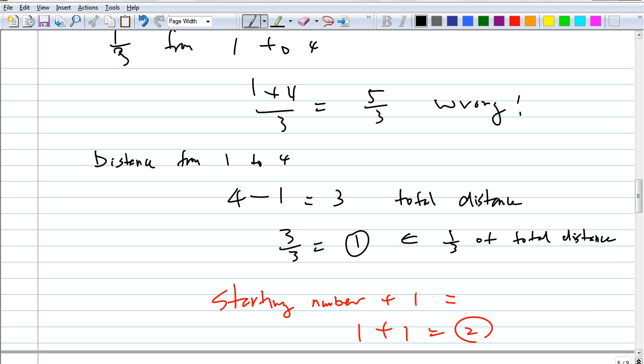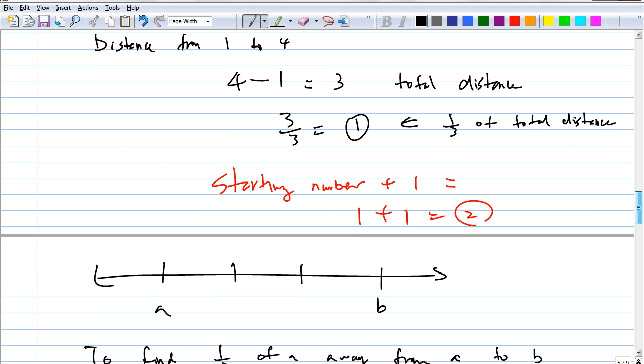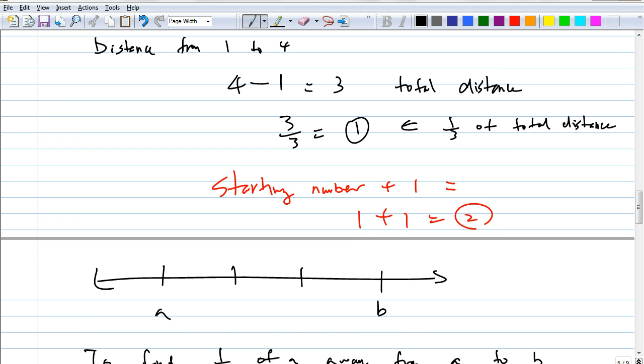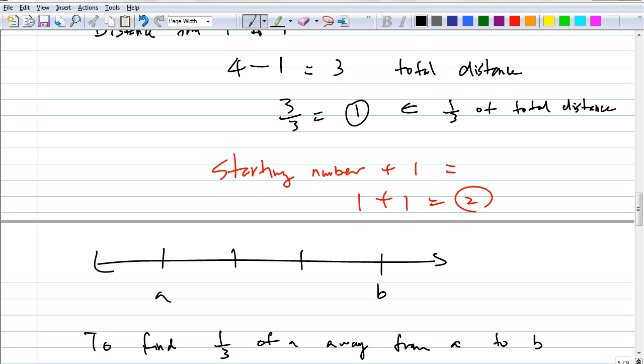Okay, so let's see if we really got it. What if I had A and B? So instead of some number, what if I had A and B? Your starting point is the smaller number, the one on the left. So here you can see A is smaller than B. How would you find 1/3 of the way from A to B? Your starting point is A now, because A is on the left. And it is important to verify that the smaller number is on the left, because they could have switched it around.